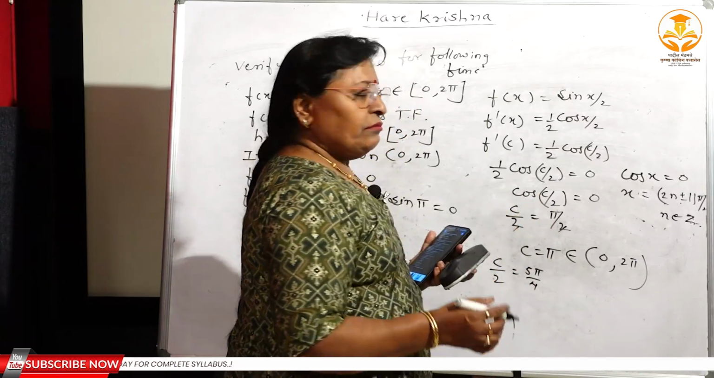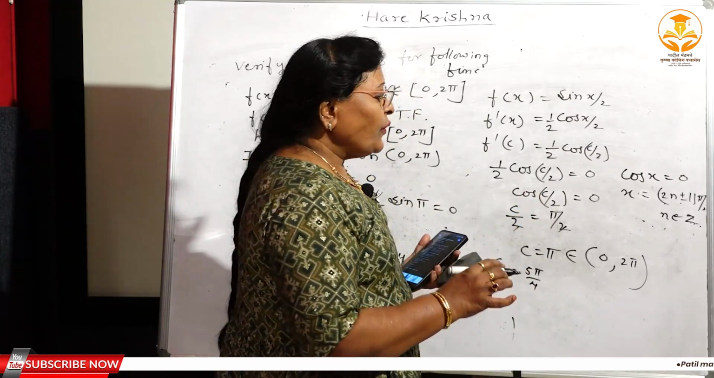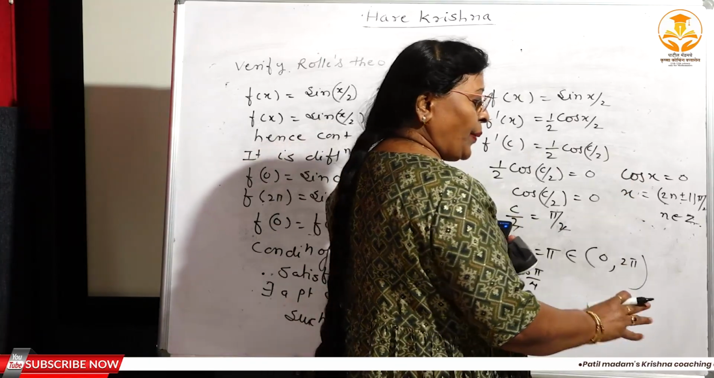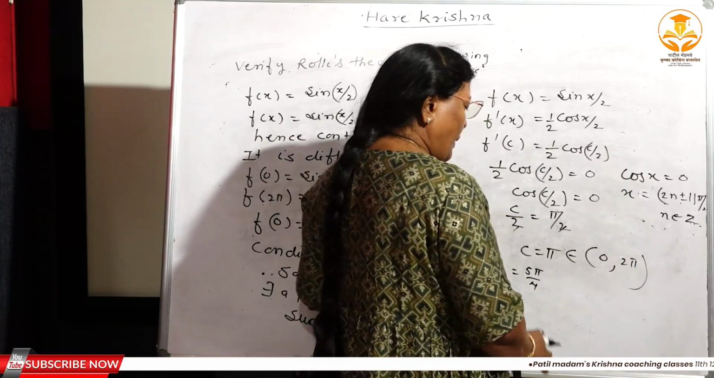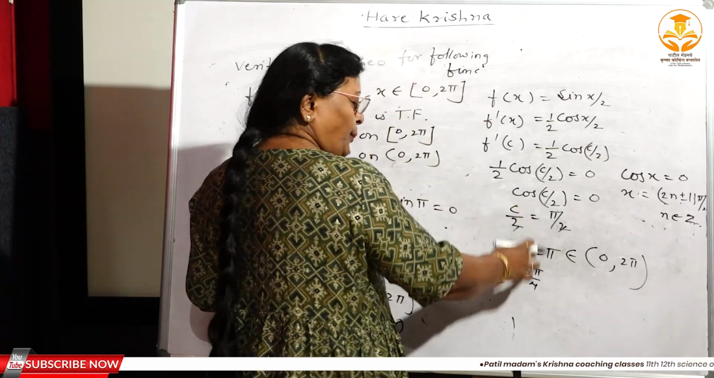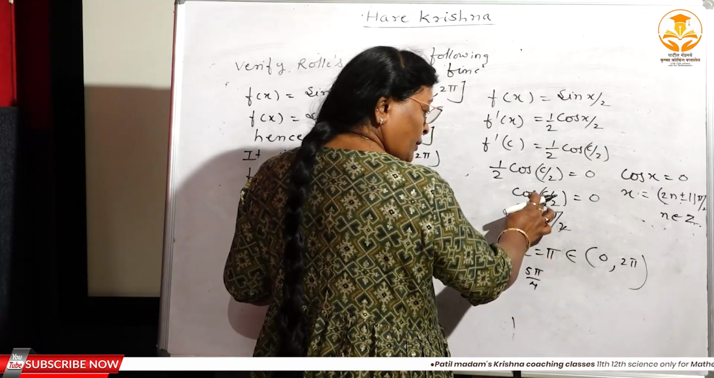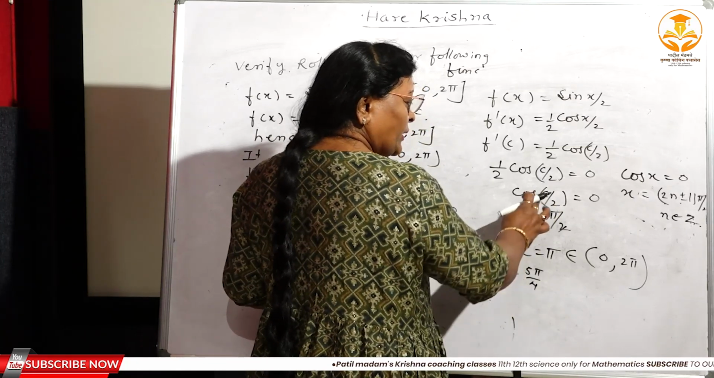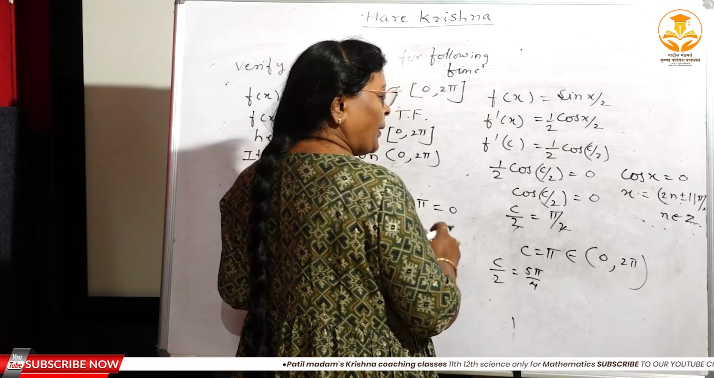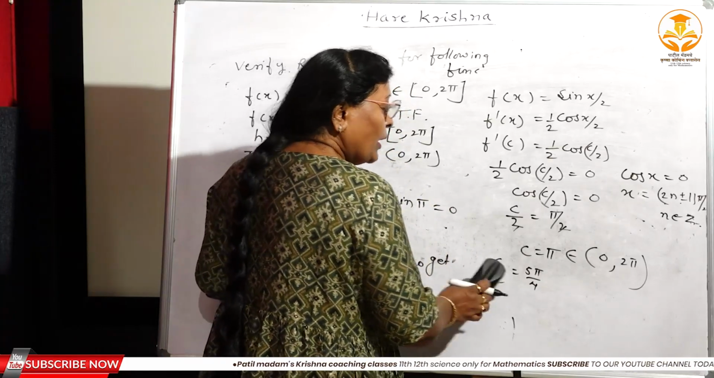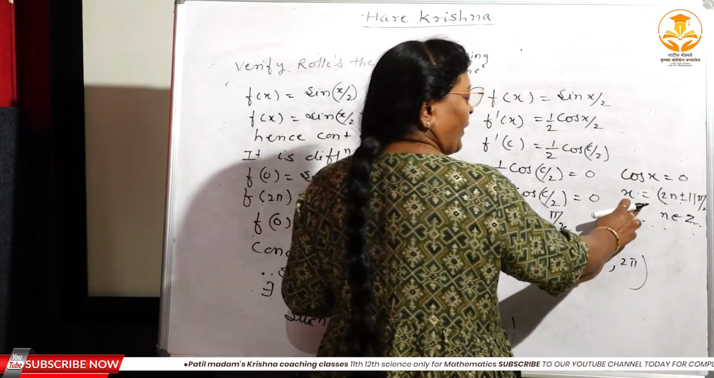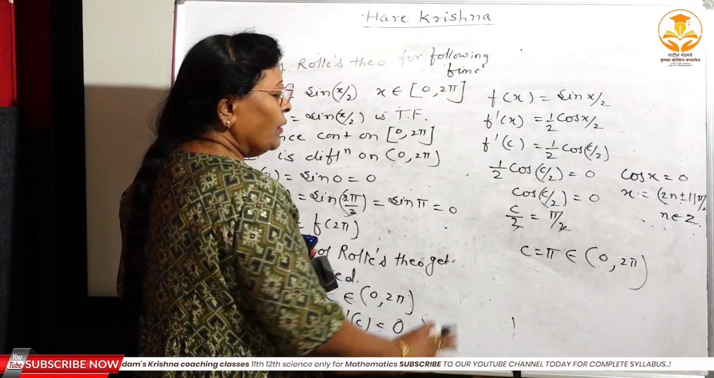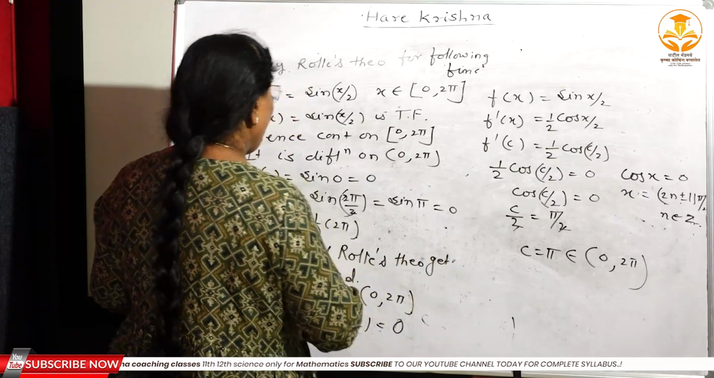This cos function takes the value 0 for what here? The odd multiples of pi by 2, isn't it? So 3 pi by 2, 5 pi by 2, 7 pi by 2, 9 pi by 2. Again if you consider 5 pi by 2 here, you have to consider the value of c equal to 5 pi by 4. Then and only then you will get 5 pi by 2, then also it is equal to 0. Therefore from this you have to find the different values, and that must belong to the interval 0 to 2 pi, isn't it?